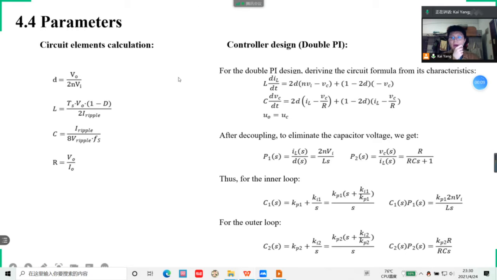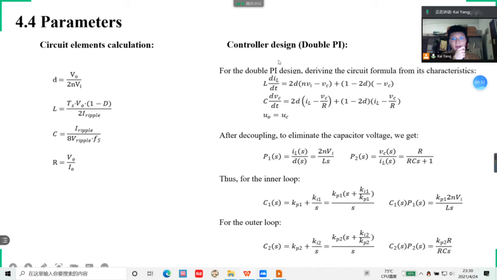For the parameter part, the left part shows the circuit elements calculation. The first one is the duty cycle ratio. Second one is the inductance. Third one is capacitance, and the fourth one is the resistance. We could use these formulas to calculate their values.